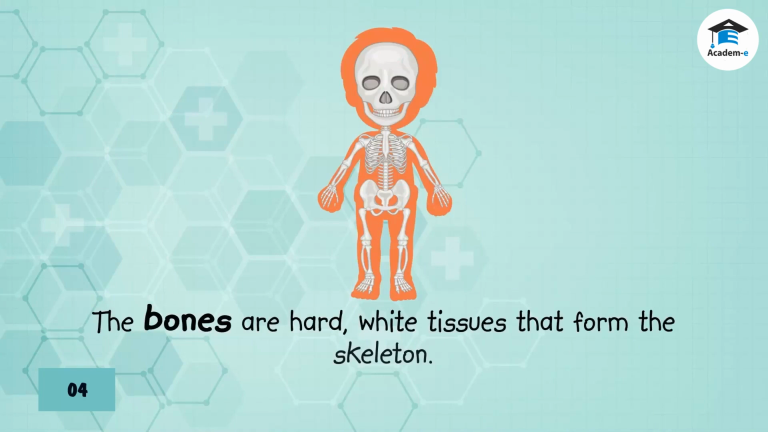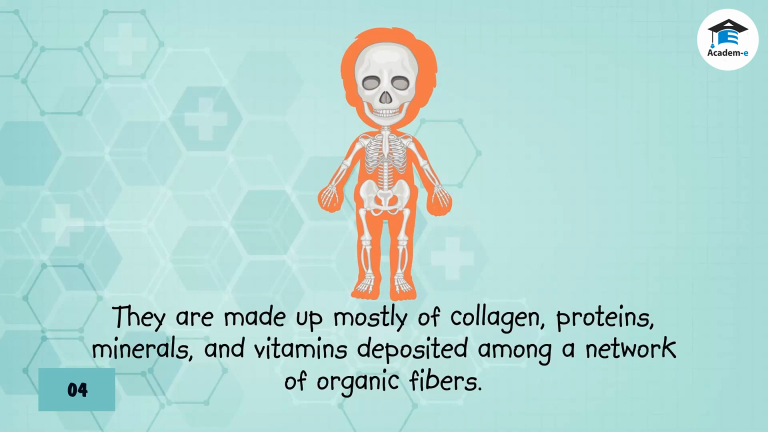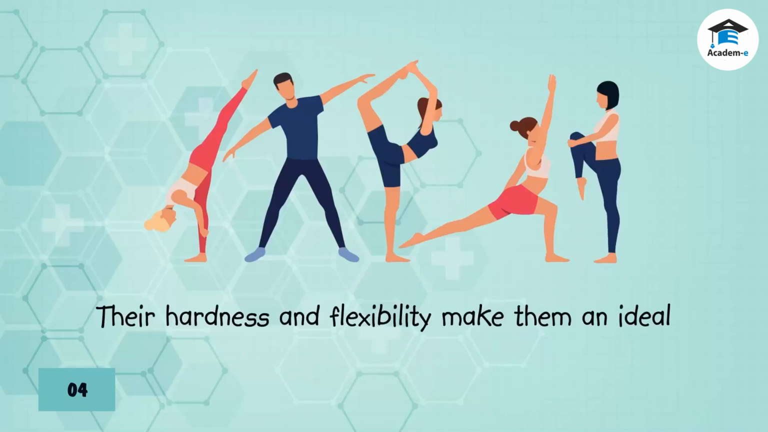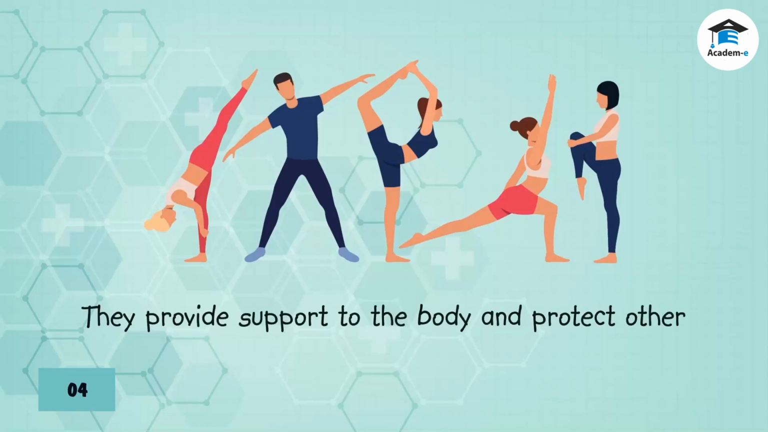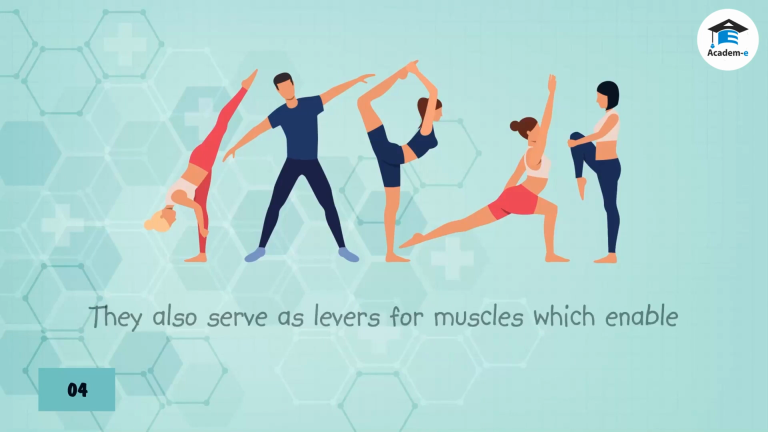The bones are hard, white tissues that form the skeleton. They are made up mostly of collagen, proteins, minerals, and vitamins deposited among a network of organic fibers. Their hardness and flexibility make them an ideal structural material. They provide support to the body and protect other major internal organs. They also serve as levers for muscles which enable you to move.